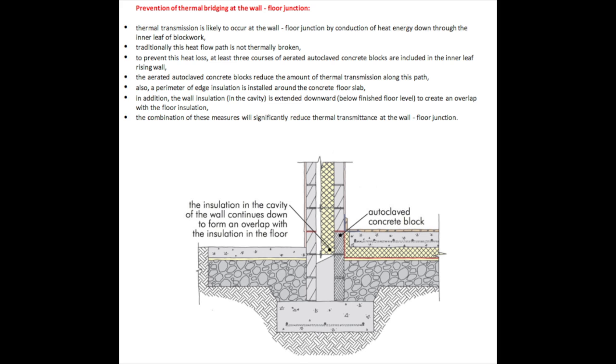So with thermal bridging, basically a lot of the heat is lost from the room between the floor and your wall down through your foundation. So what we need to put in is our thermal blocks between the floor and our wall, and also we need to add in insulation around the perimeter of the edge of the wall and the floor. So you can see that there in your diagram, and the combination of these two measures will reduce the thermal transmittance or thermal bridging between the wall and the foundation and the floor.